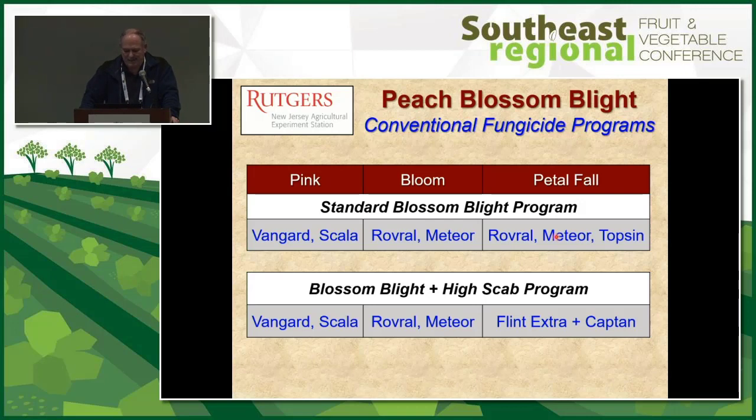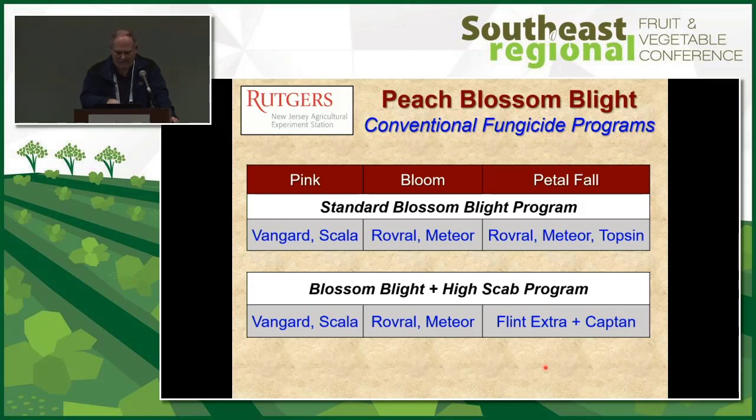Well, the first 2 sprays can stay pretty much the way they are, either like Vanguard and Rovral, for example. And then what we want to do is replace the 3rd spray up here with Flint Extra. Now, I've done a lot of work on this, but Flint, trifloxystrobin, is a QoI fungicide. It can have a dramatic effect on reducing the sporulation of scab cankers on the twigs.